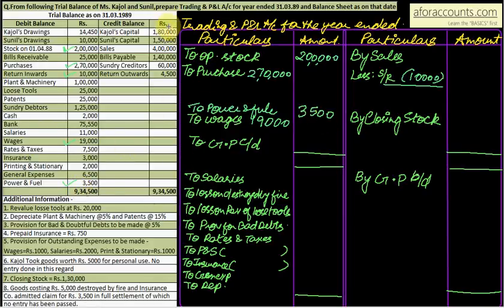Okay. Now capitals are given. Directly, you will take the opening capitals to the partners capital accounts. Sales 4 lakh is given to you. So sales 4 lakh.